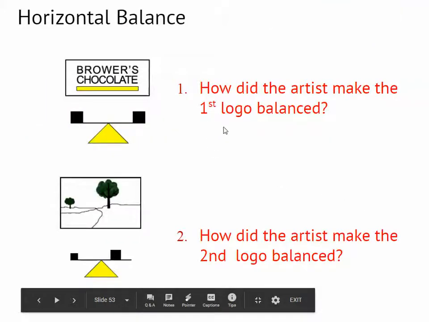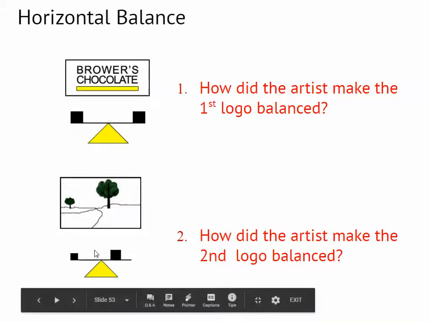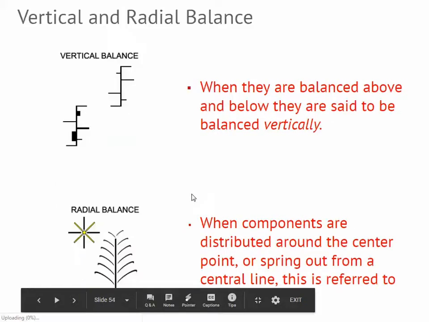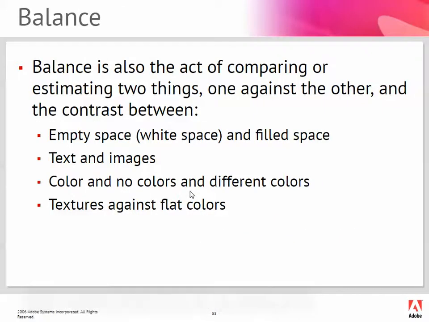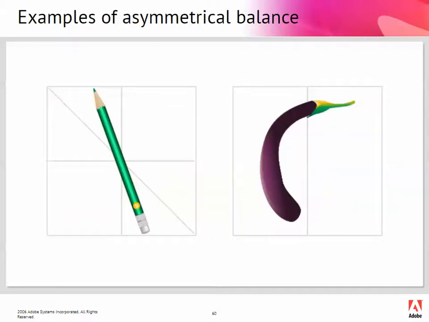Okay, how did the artist make the logo look balanced? Well, he put everything equal on this side and that side. How did the artist make this thing look balanced? Well, he put the big thing closer to the center and the small thing farther away, so in real life something like that would actually balance out. So there's different kinds of balance, and symmetry and so on and so forth.